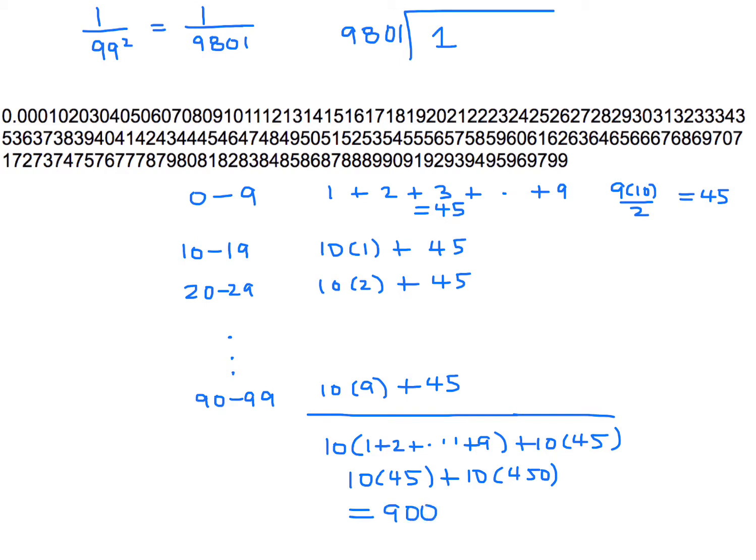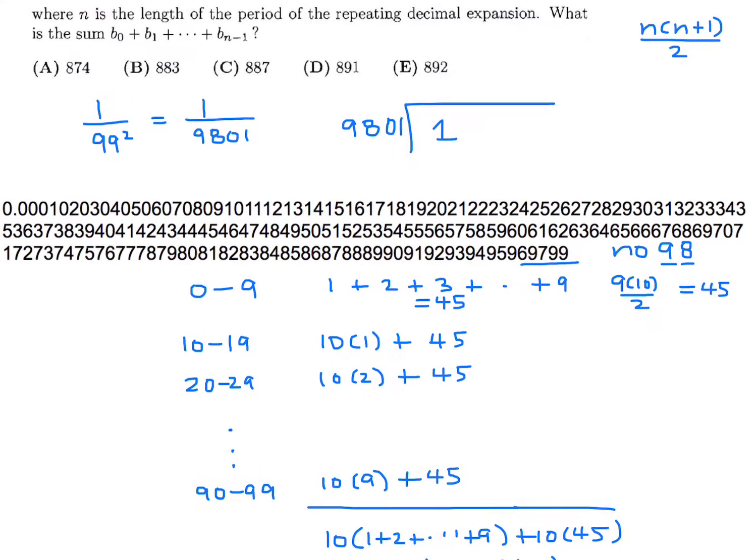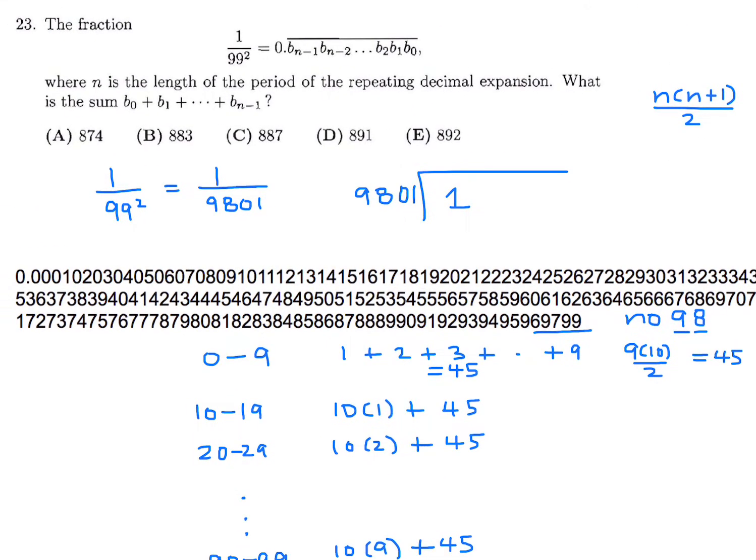But remember, there was no 98, if you can see there. So we have to take away the fact that there was no 98. So we have to take away a 9 and an 8 from the sum. So from 900, we have to subtract a 9 and an 8 because we can't add those two digits. And when you do, you get 883. So that is the answer to this. That would be B.